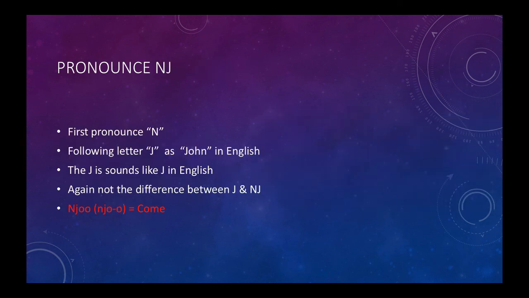Now let's look at NJ. First pronounce N, then J as in John in English. Again, notice the difference between J by itself and NJ in combination. I mentioned before, J by itself sounds like Y to the untrained ear because of tongue positioning in the mouth when pronouncing. Example, yana. Yana means yesterday. Now let's look at a combination of NJ, which is in red. Njoo. Njoo means come.